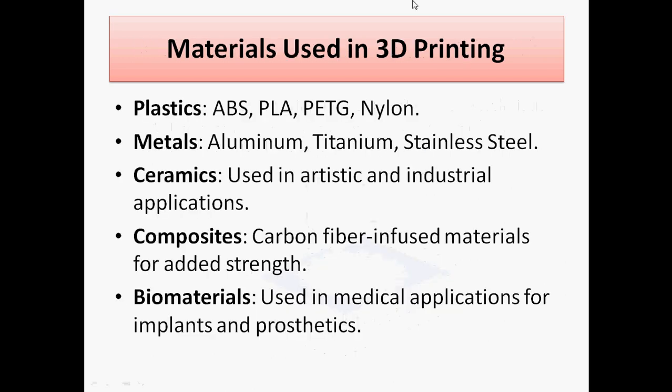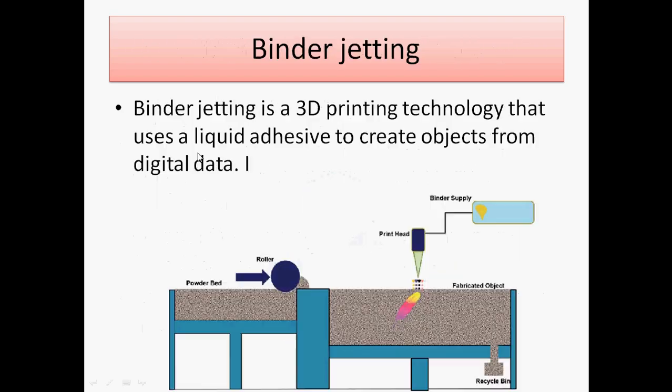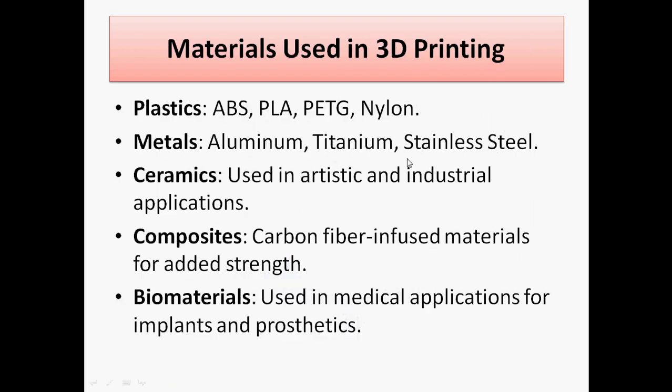The materials used in 3D printing: mostly thermoplastic materials, that is ABS, PLA, and nylon, which are useful for FDM. For the metal printers, that is DMLS and binder jetting, we are using aluminum, titanium, and stainless steel. Ceramic is also used for industrial applications. The next is composites, such as carbon fiber material for adding strength. We are infusing the materials and adding strength that way. Then biomaterials are useful for medical applications, for implantation and prosthetics.